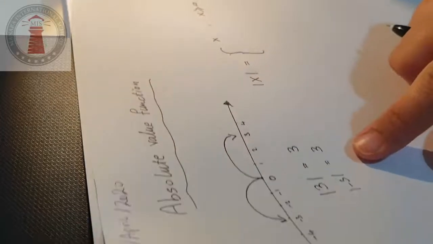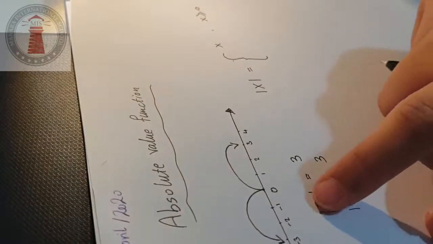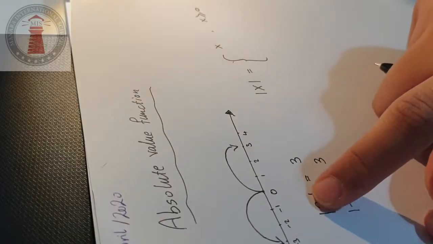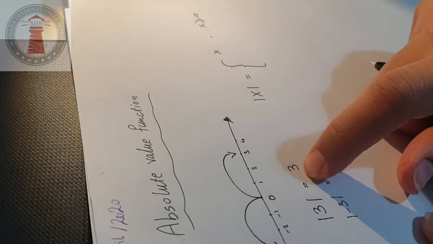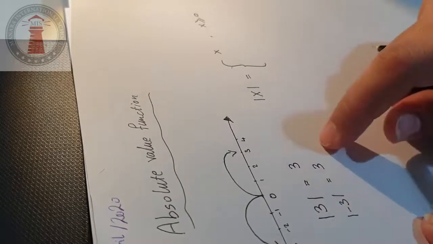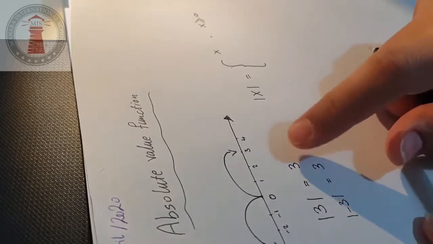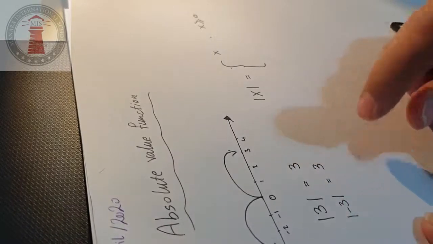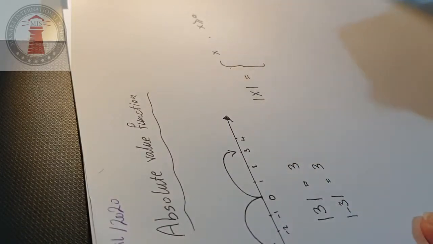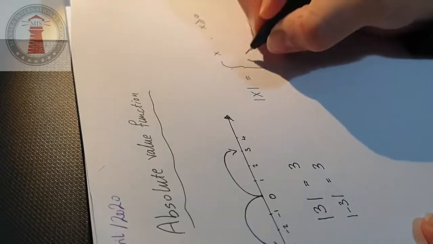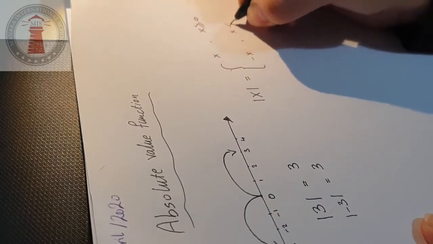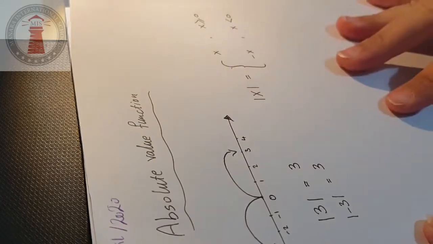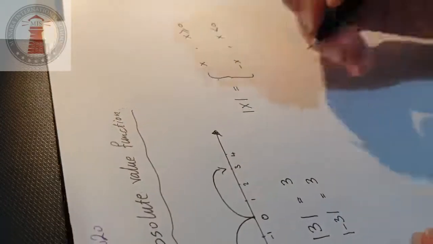Because like we did here, when the number inside the absolute value notation is positive, it gives you a positive value at the end. But if it's negative, it gives you a negative value. So there's always 2 possible answers. I will show how we're going to use this in equations. Now, it is equal to negative x if x is less than 0.